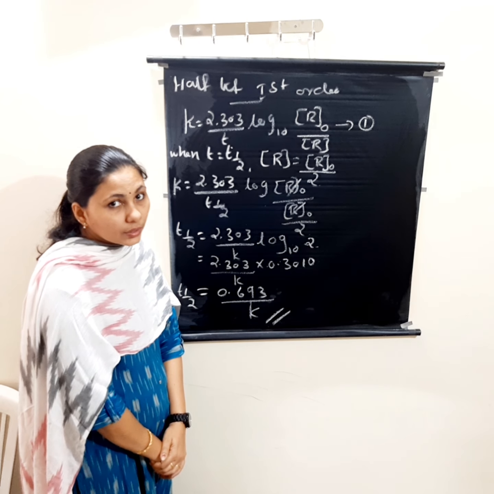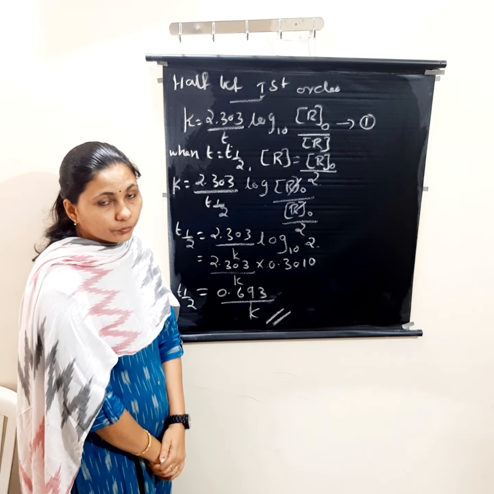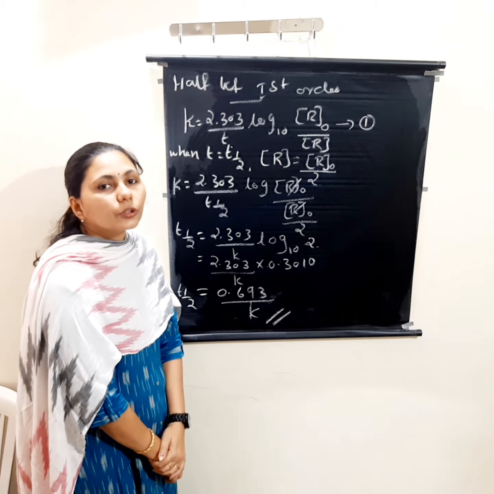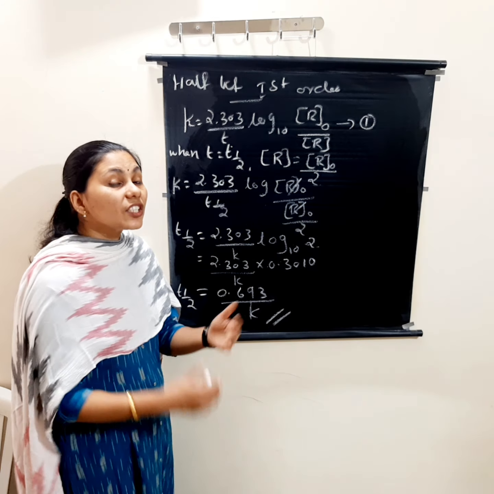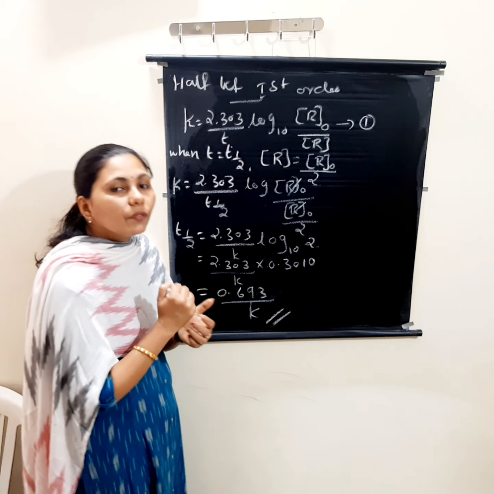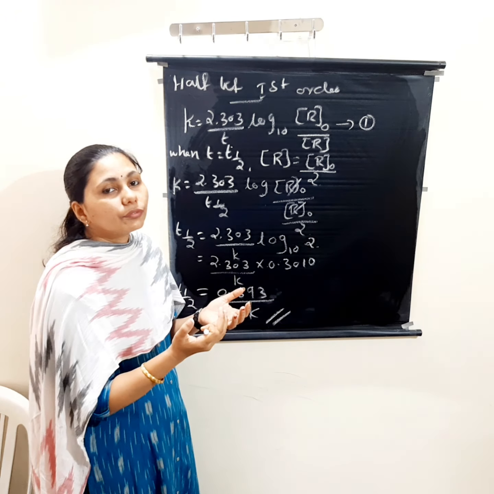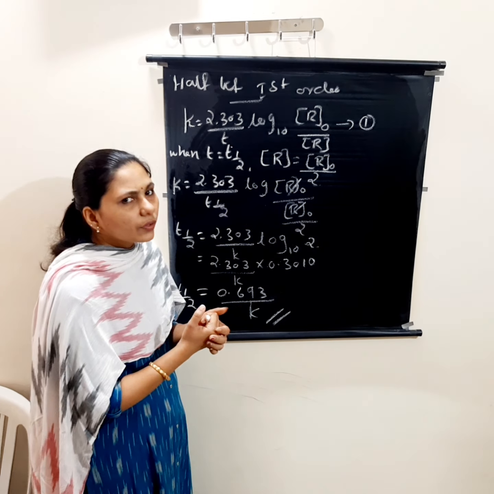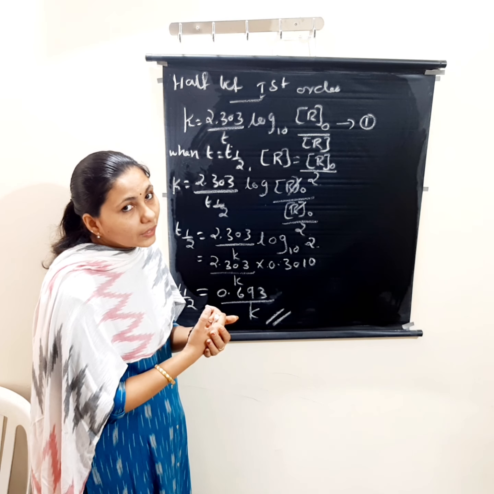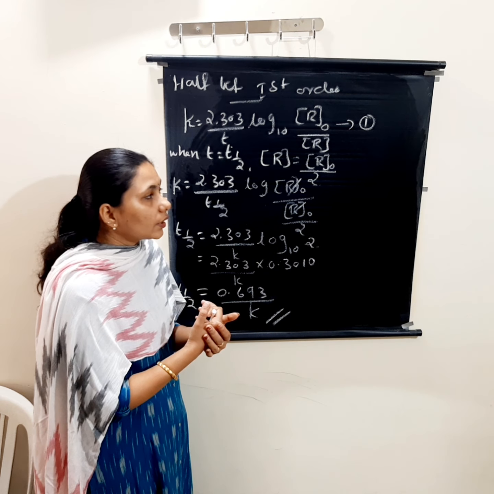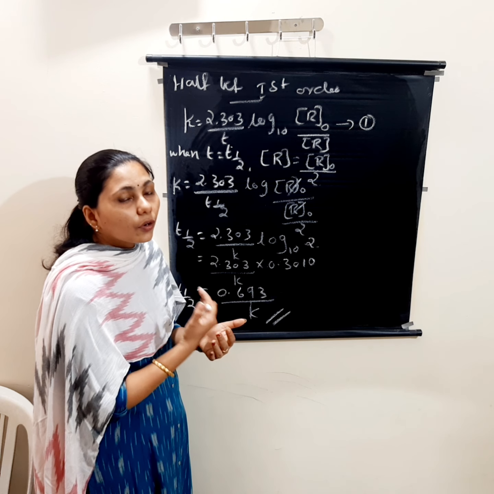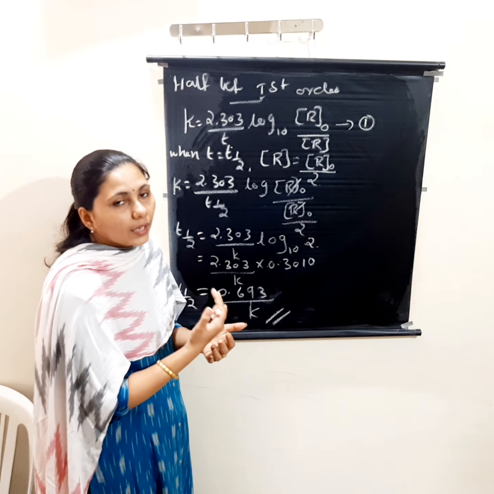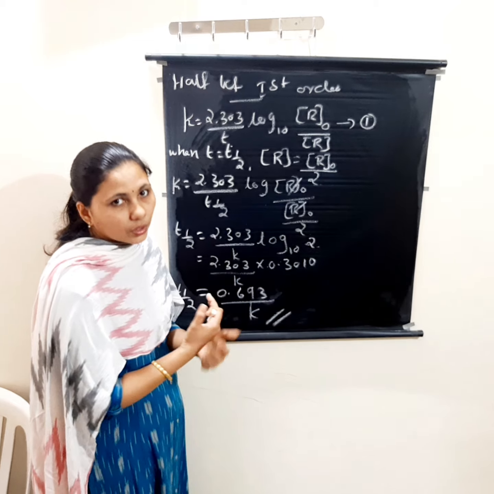Next we have to derive the expression for half-life for a first order reaction. The question may be like this: show that the half-life for a first order reaction is independent of the initial concentration. We know for a zero order reaction, the t half was directly proportional to the initial concentration. What is t half? It is the time taken to reduce the concentration of the reactant to half. So here we have to prove that the t half of a first order reaction is independent of initial concentration, or derive the expression for t half for a first order reaction.